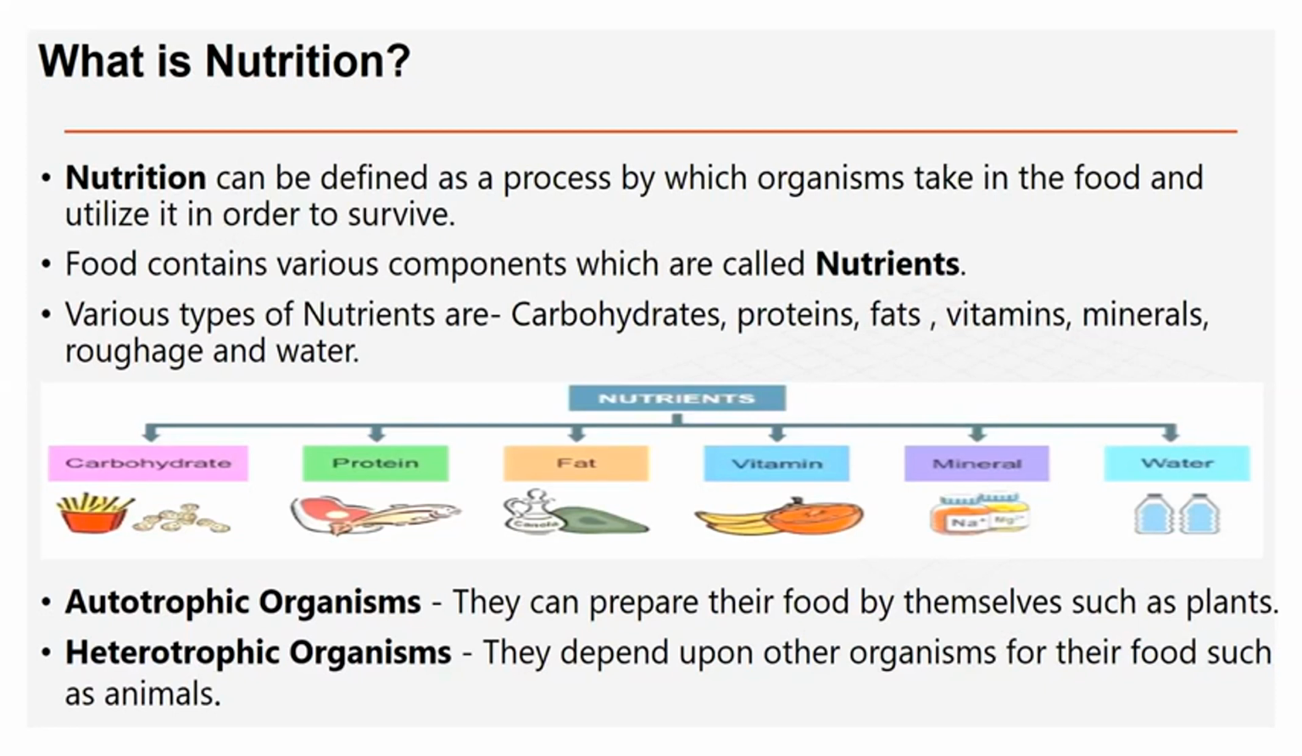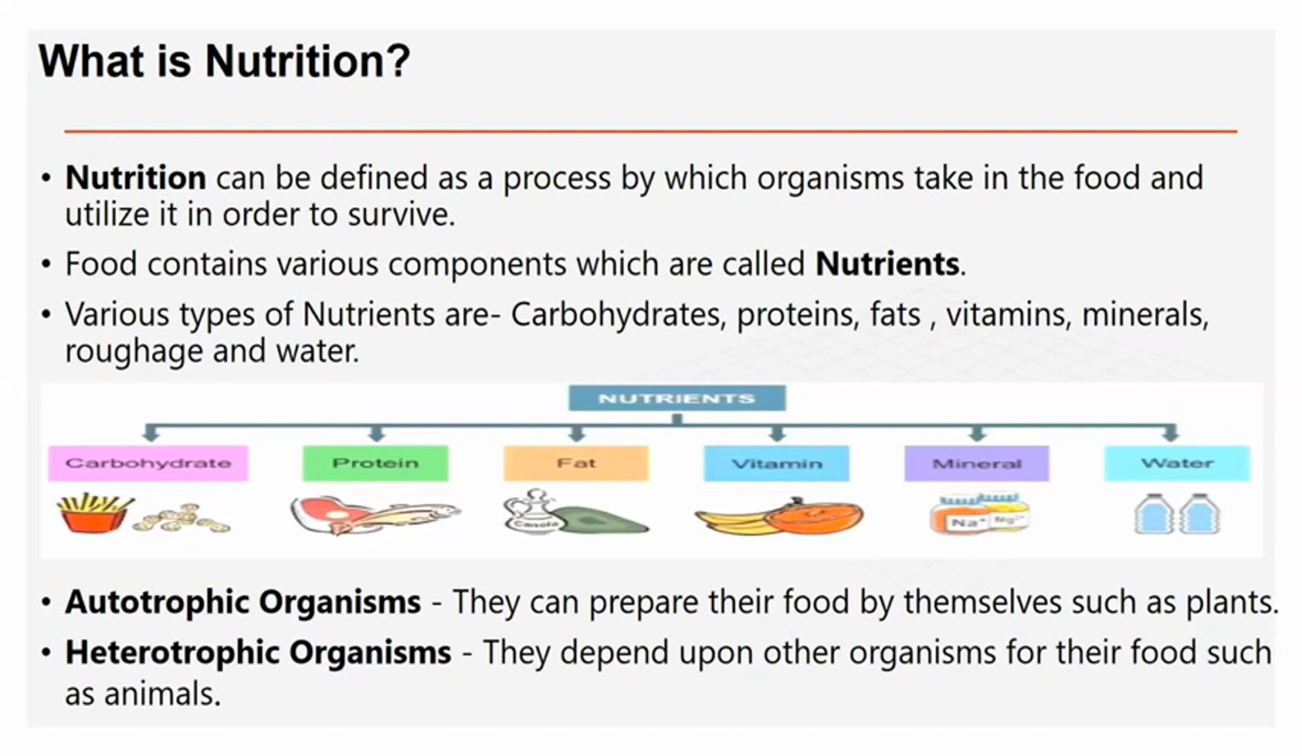The components of food that provide nourishment to the body are called nutrients. Food contains various components which are called nutrients. These nutrients are carbohydrates, fats, proteins, vitamins, minerals, and water, which are found in various foods in different amounts. Now, based on the mode of nutrition, there are two categories: autotrophic mode of nutrition and heterotrophic mode of nutrition.